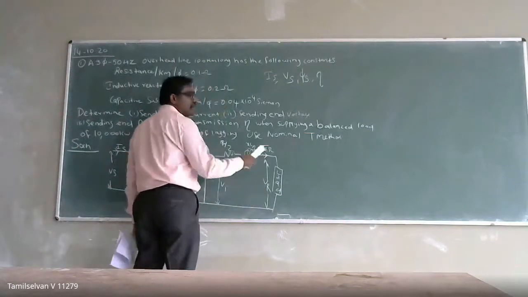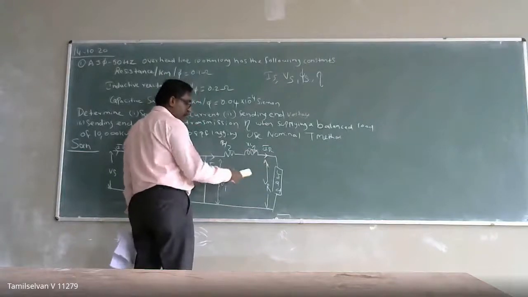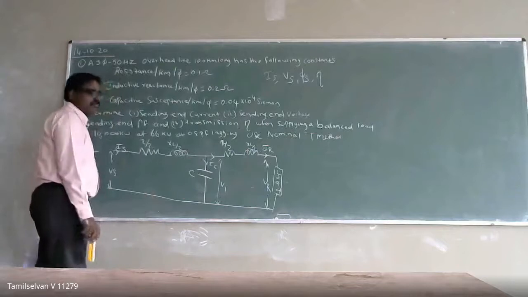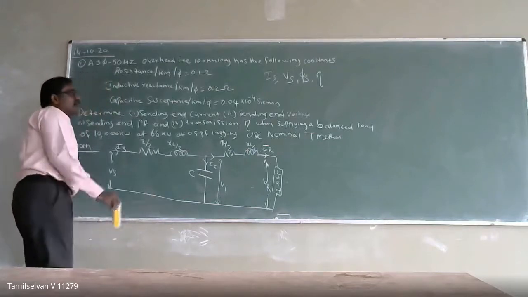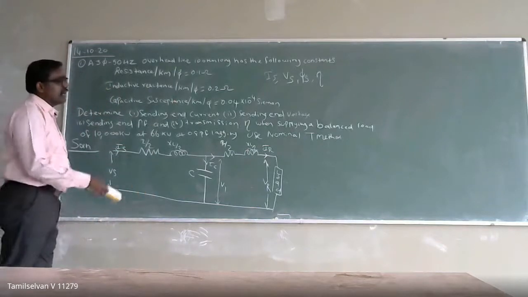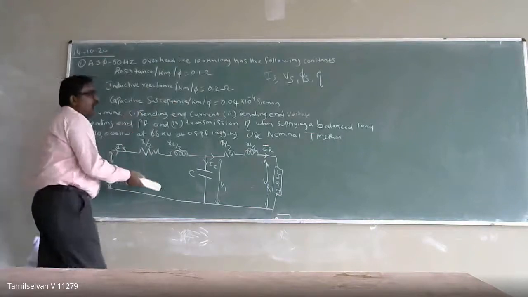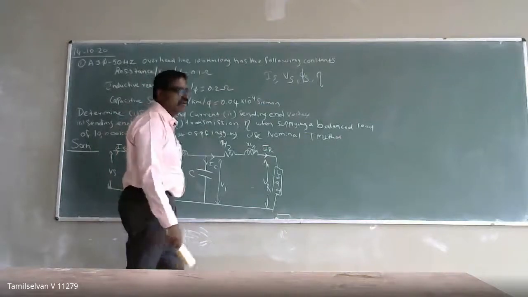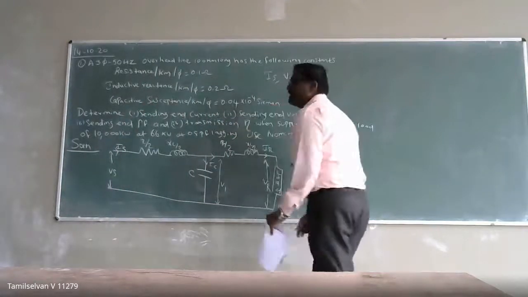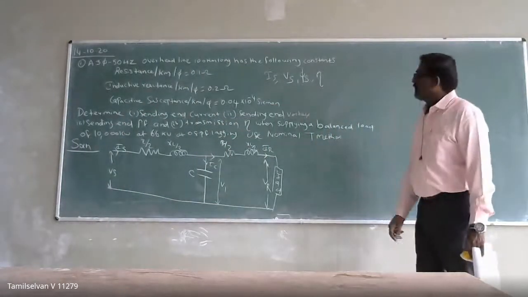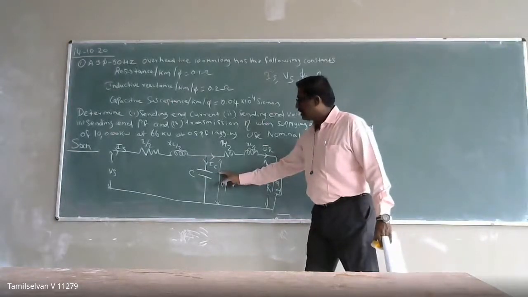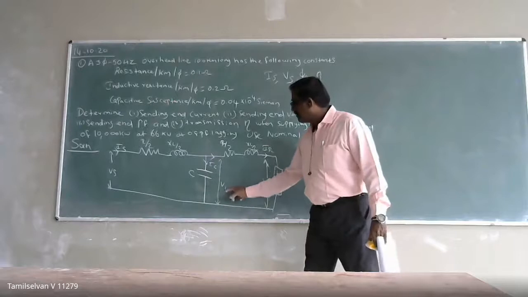With this we can draw the vector diagram or phasor diagram of the equivalent circuit. Okay, so now we are going to calculate the current. If I want to determine the sending end voltage and sending end current, first I have to calculate the receiving end current, the load current. If I know the load current, then I can calculate the capacitor current.